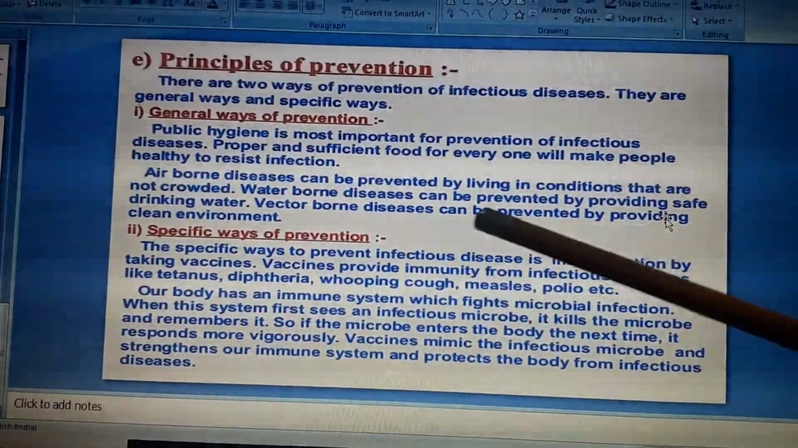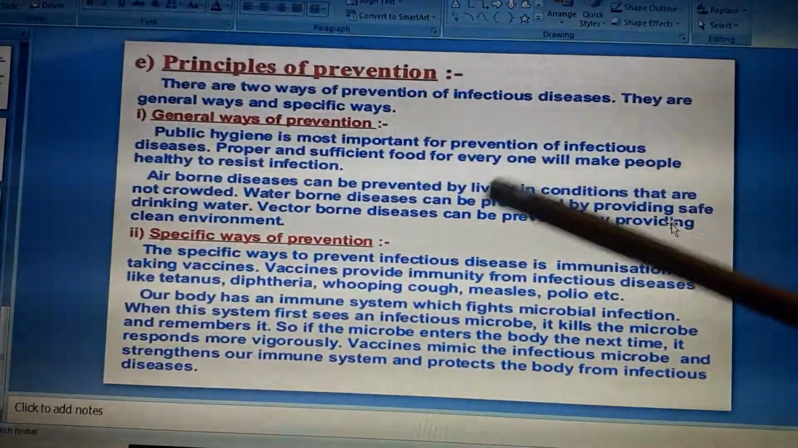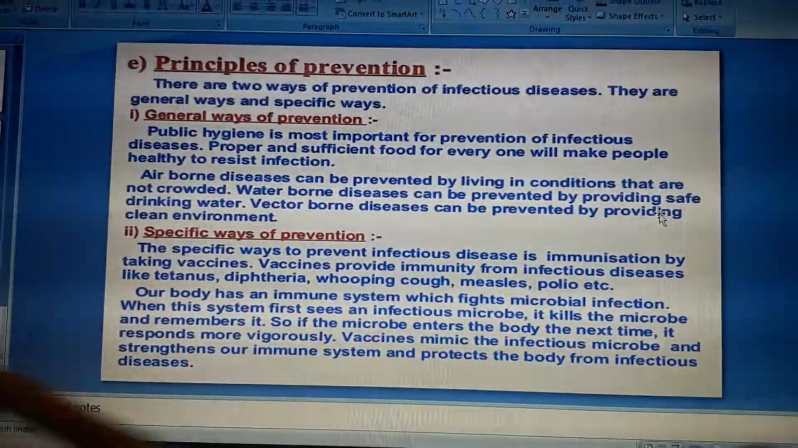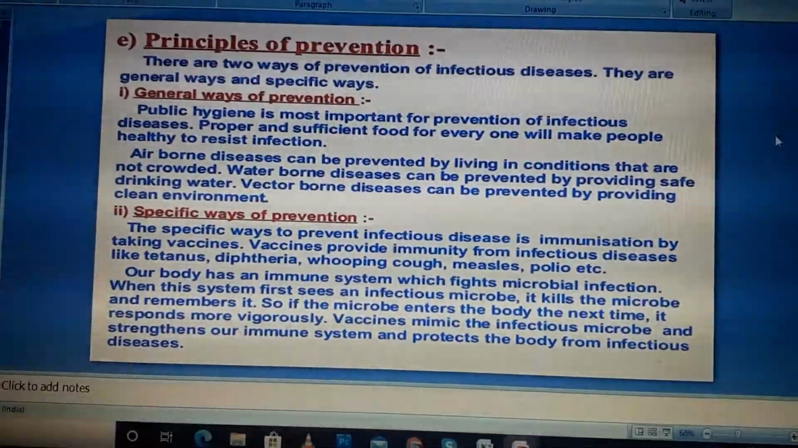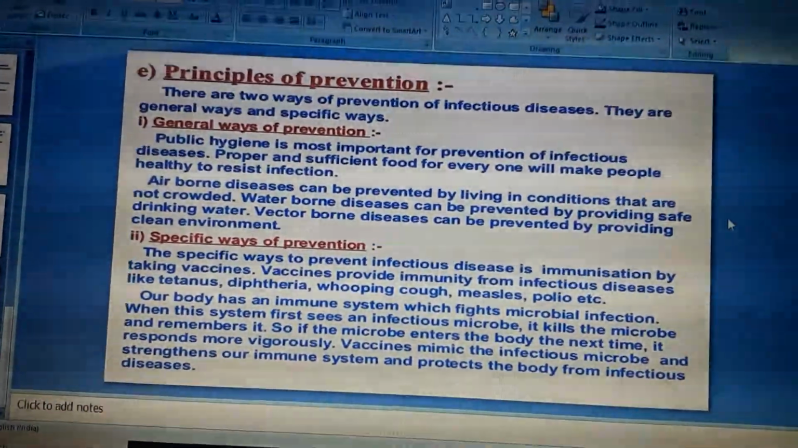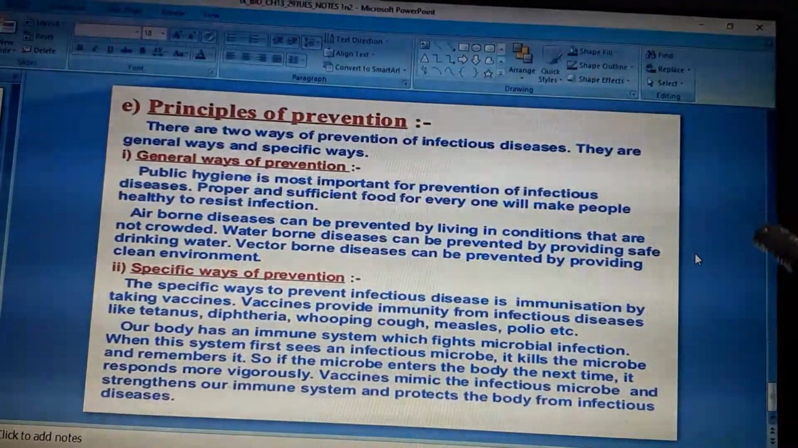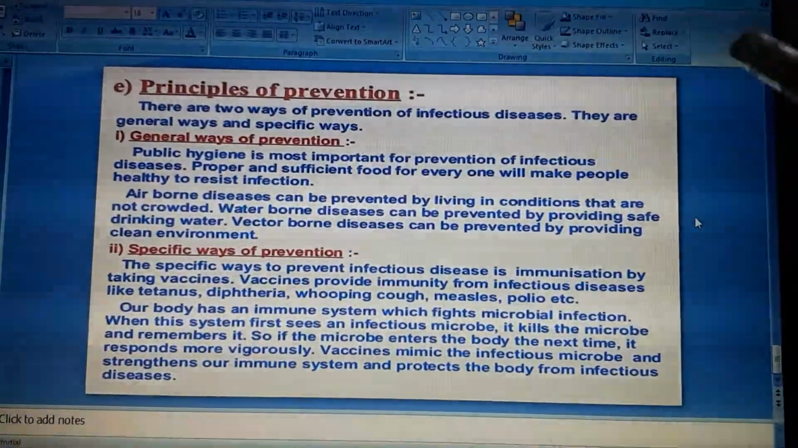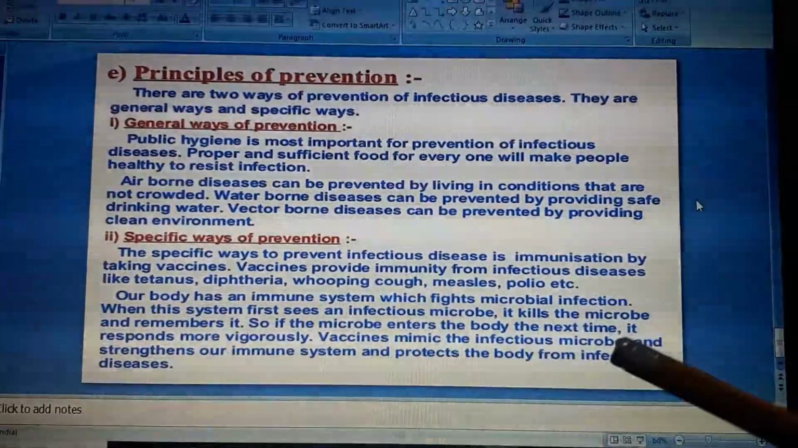Waterborne disease can be prevented by providing safe drinking water, and vector-borne disease can be prevented by cleaning the environment. For example, malaria can be prevented by keeping cleanliness all around, by not letting water accumulate around yourself, so that the mosquitoes are unable to breed.